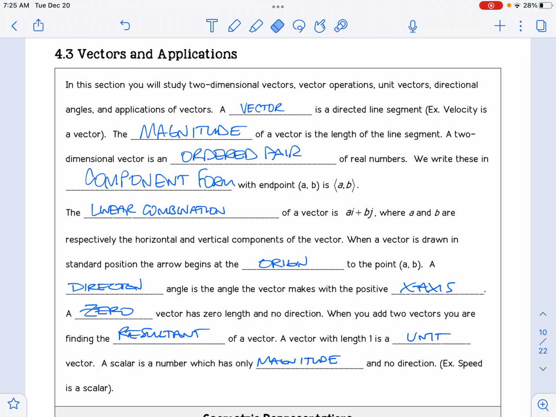I'm going to give you a minute. You can push pause here and just read through this. I already filled in the blanks for you. You can fill in your blanks. And then each of these pieces is what we're going to work through in our notes. So go ahead and push pause and then read through that real quick.